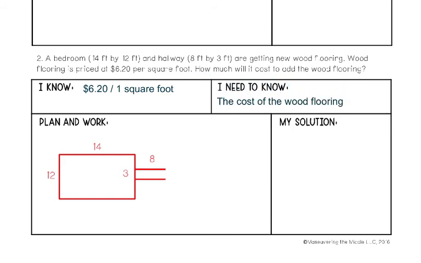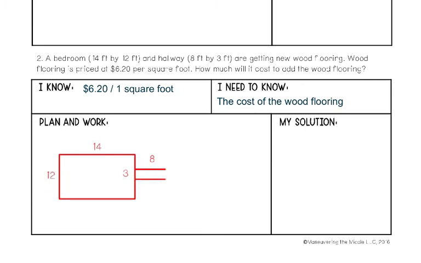So the question is not just asking you to find the area of this composite figure. It's asking you to find the area and then figure out how much it will cost in total, knowing that it's $6.20 per 1 square foot. So we are going to start by finding the area of each of these shapes. I have 2 rectangles here, a 14 by 12 rectangle and a 3 by 8 rectangle.